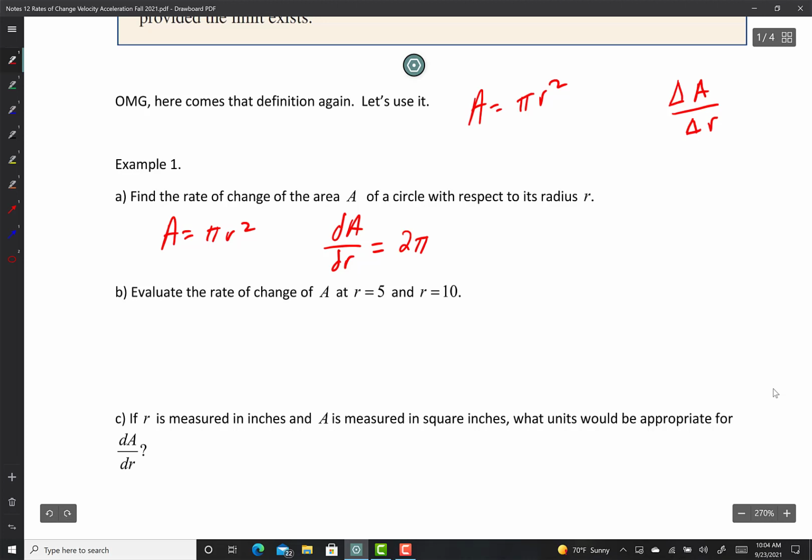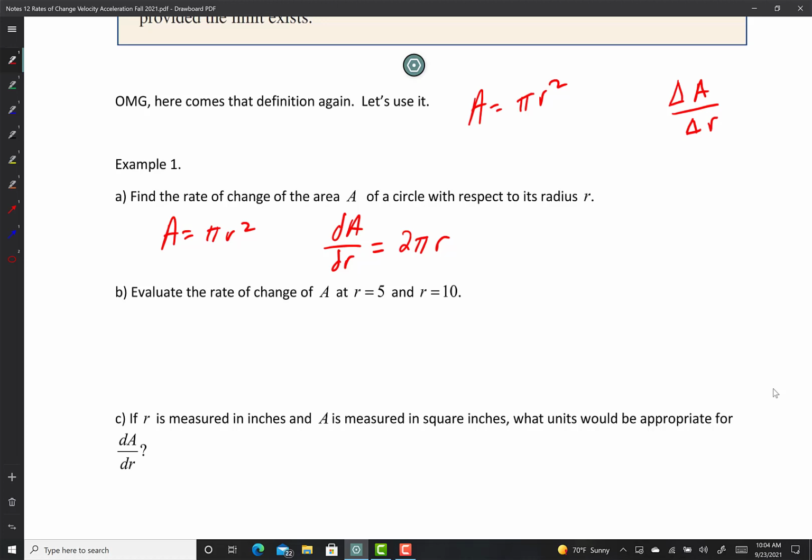2 pi r. Done. Wait, so you treat pi like an additional variable? No, pi is a constant. So it's the 2 pi, and it's the r. I just brought the 2 to the front, 2 pi r, and that's it. Cool or not cool? Cool.